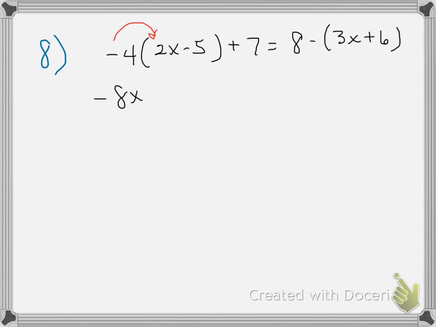Now we're going to take -4 and we're going to multiply it to -5. And that gives me a +20. Alright, now I don't distribute the negative to the 7 here. This 7 does not get multiplied by -4 because it's not inside the parentheses. So we're just going to write +7 here. It's like the other side too. The other side, the 8 is not being multiplied to the parentheses.